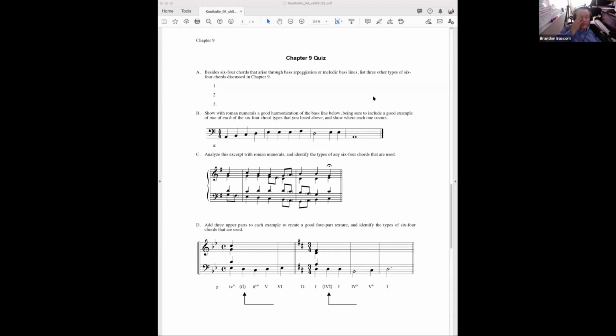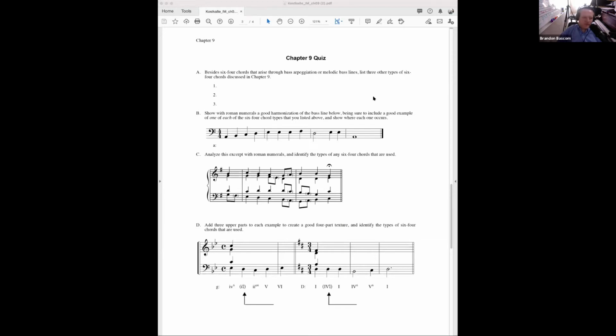A, besides 6/4 chords that arise through bass arpeggiation or melodic bass line, list 3 other types of 6/4 chords discussed in Chapter 9. B, with Roman numerals, show a good harmonization of the bass line below, being sure to include a good example of one of each of the 6/4 chord types that you listed above, and show where each one occurs. Remember, we went over this once and I told you they've set you up for success with this. Remember, there's a certain type of 6/4 chord that needs repeated notes, another type of 6/4 chord that needs stepwise motion, and they've given you all of that.